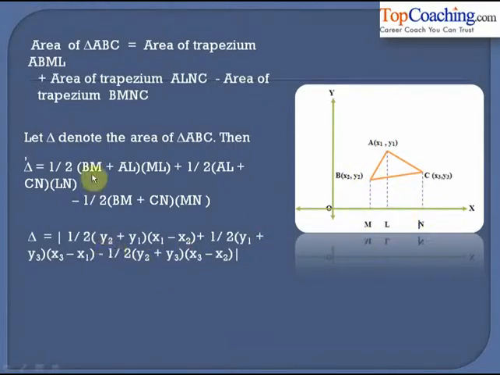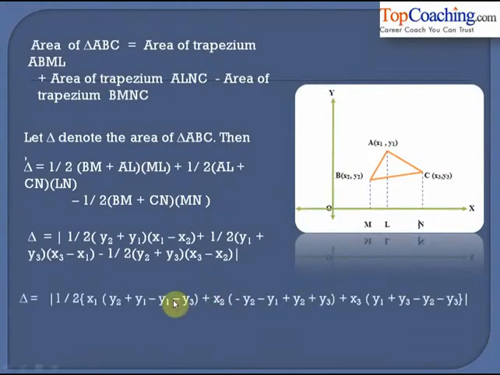Now here we see that BM is equal to y2, AL is equal to y1. Similarly, ML, which is this distance, would be equal to x1 minus x2. Similarly, AL is equal to y1 and CN is equal to y3. Also, LN would be equal to x3 minus x1. Similarly, we see that BM is equal to y2 and CN is equal to y3. Also, MN is equal to x3 minus x2. So, we get this expression.